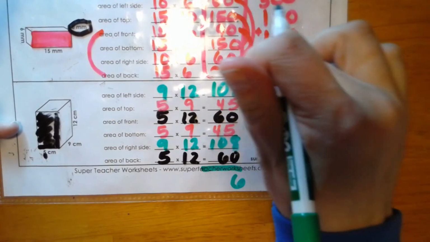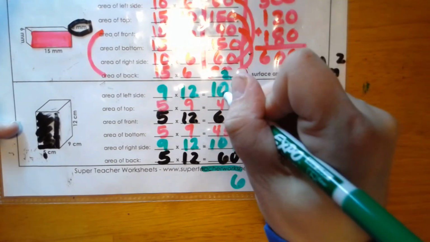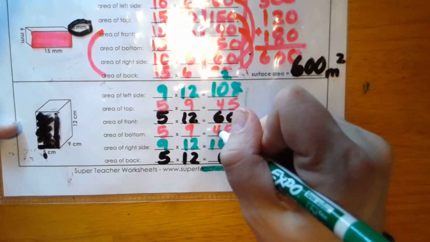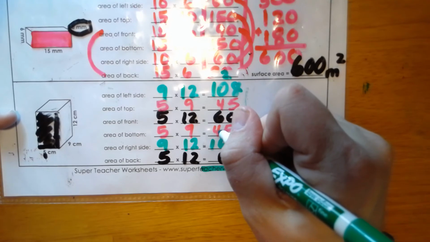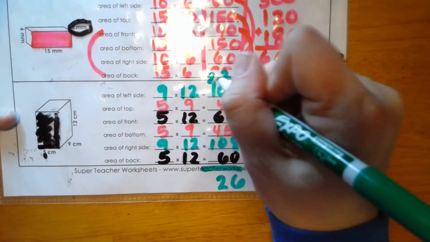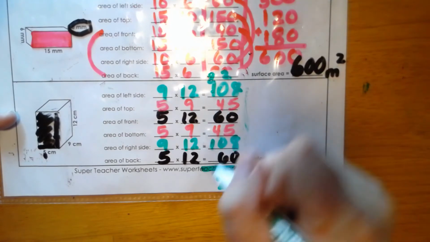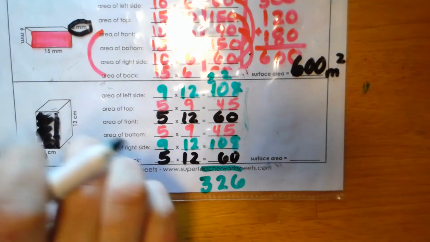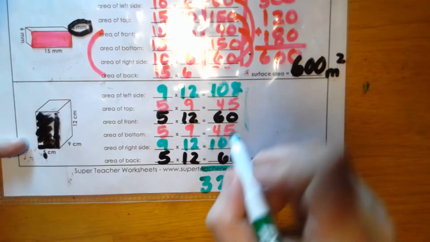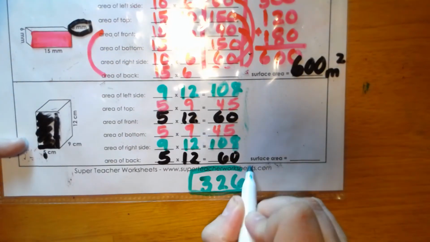And carry your 2. 2 plus 0 plus 4 is 6. Plus 6 more is 12. Plus 4 more is 16. Plus 6 more is 22. 2 plus 1 plus 1. We got 326. I'm going to just show you that you get the same thing when you do it the other way. So right now we're looking at an answer of 326.